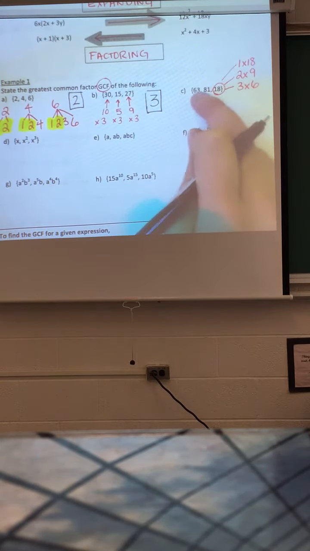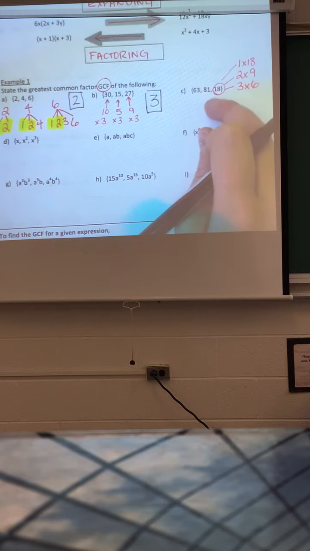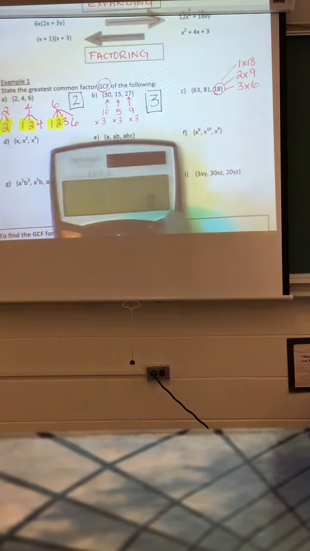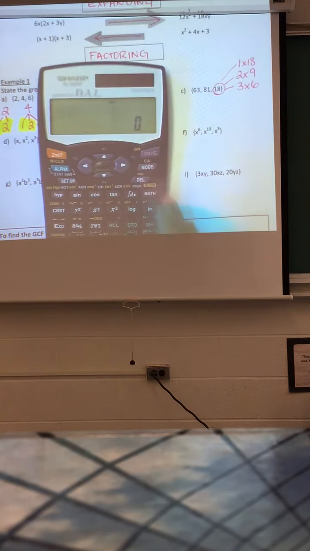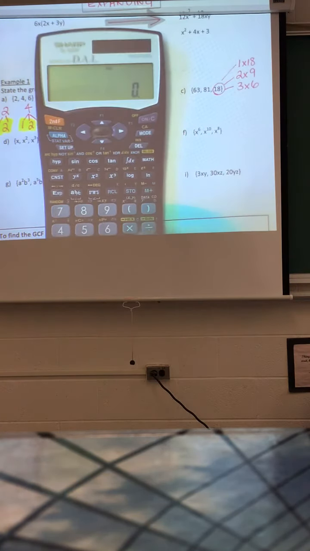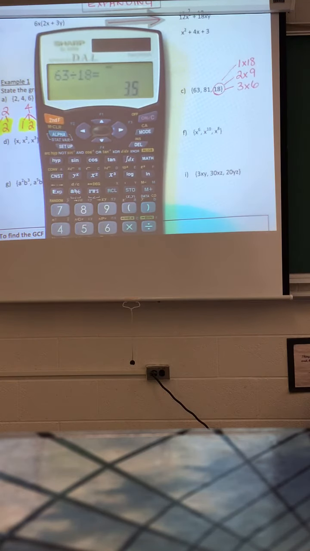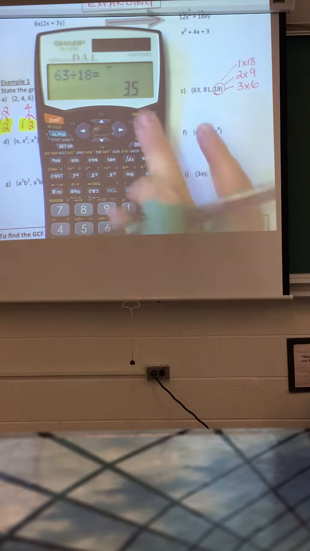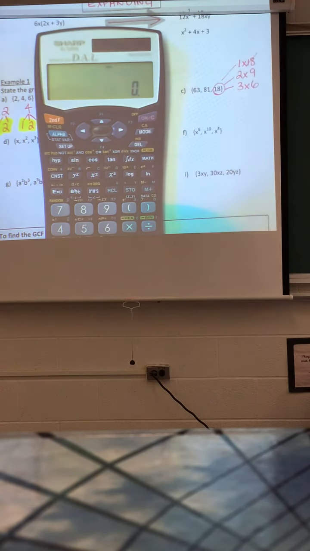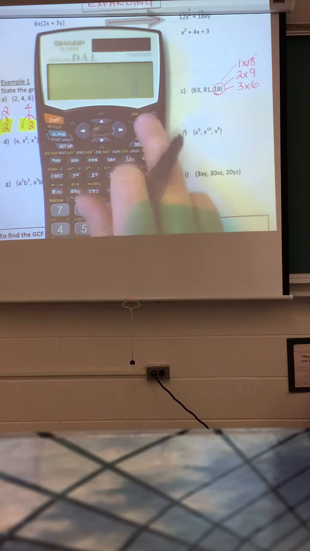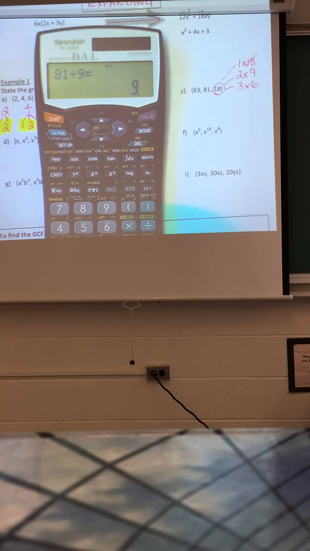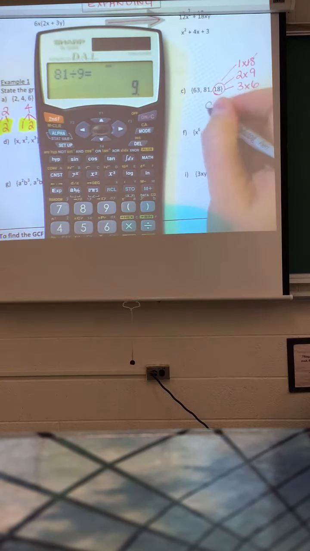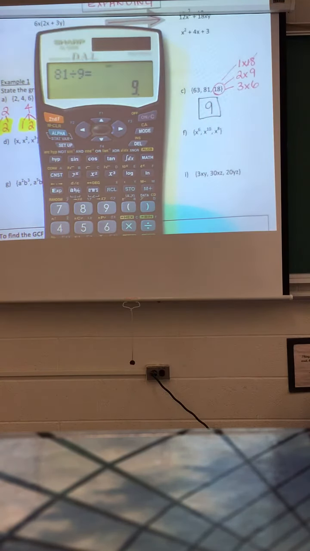So now we're going to look to see what also fits into 63 and 81. If you didn't know, because 63 and 81 are so big, you can simply just divide it out. So 63 divided by 18, nope, it does not work. It's 3.5. Okay, so 18 doesn't work. What about 9? 63 divided by 9. Oh, I got 7. That works. So let's see if it works for 81. Yep, it works there too. Okay, so in this case, our greatest common factor is going to be 9.